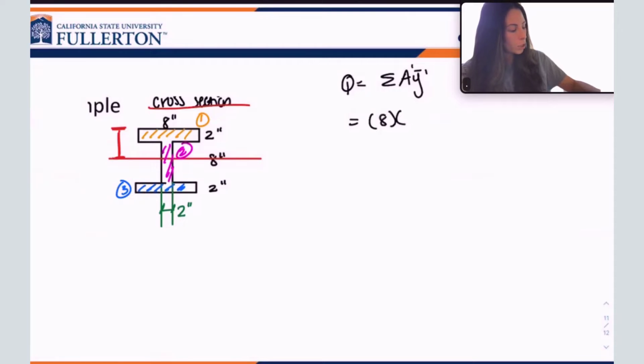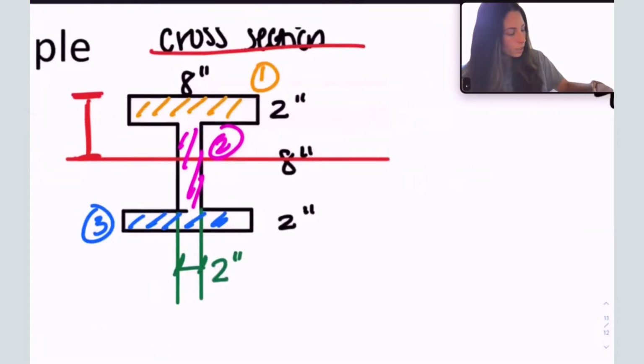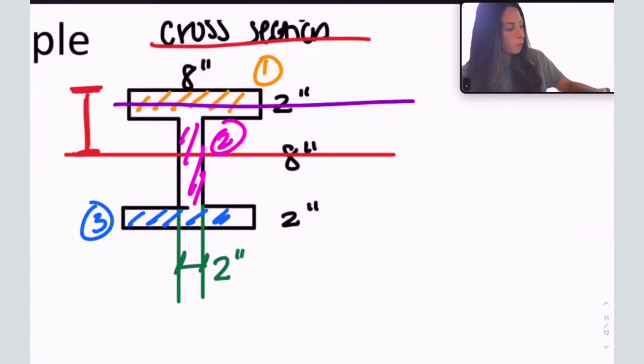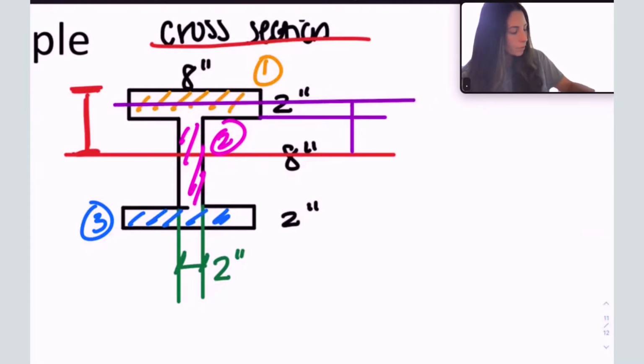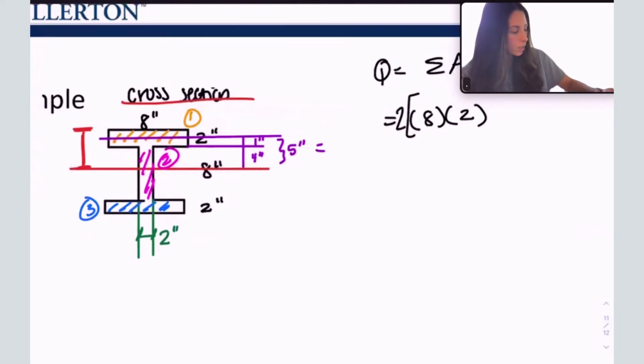8 times 2, that's the area. I'm going to put a 2 outside because there's 2 of those. There's 1 and 3, they're the same. So I'm going to put 2 outside. What is the Y bar? The Y bar is the distance. Doesn't matter which one you pick, it's symmetric. From the middle of section 1 to the neutral axis. So, half of section 1, you get 1 inch from here, you get 4 inches from there. This is a total of 5 inches. That is my Y bar prime 1. 5 inches.